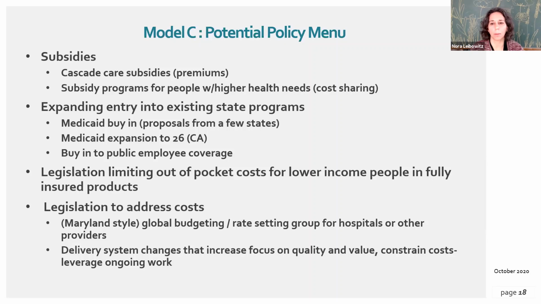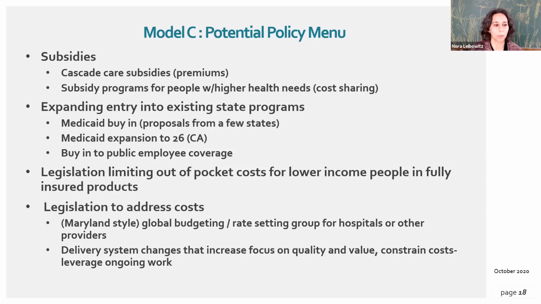Similarly, another way of getting at the issue of affordability is by having a state limit on out-of-pocket costs for low-income people in particular in the commercial market. That would be on top of the requirements of the Affordable Care Act nationally. This would say, okay, what's allowed under the ACA is still too high, and we would set lower out-of-pocket limits for low-income people.